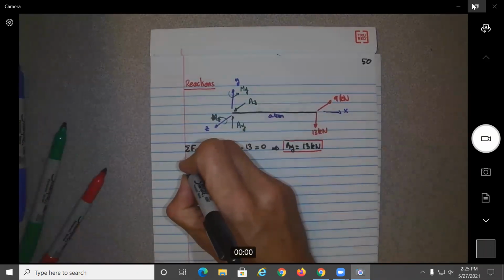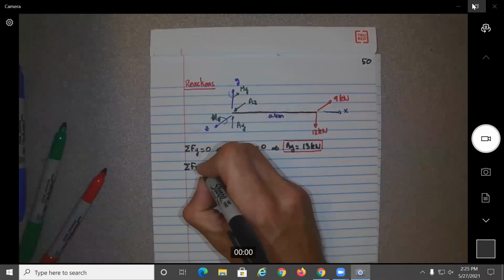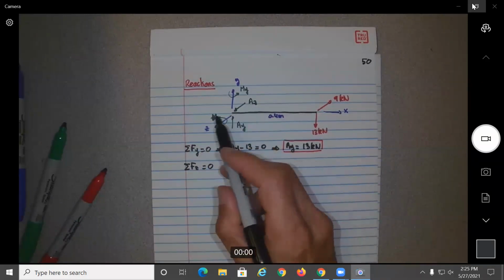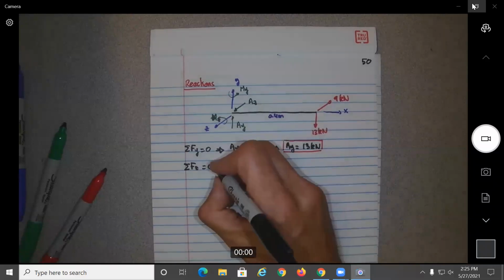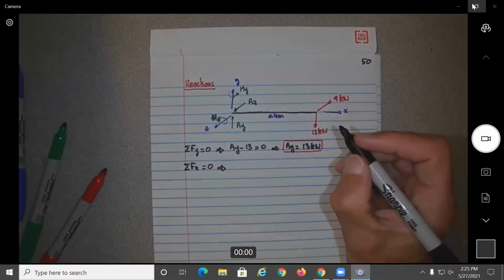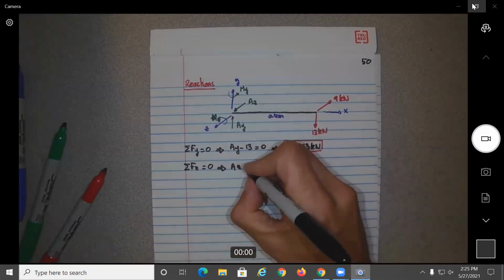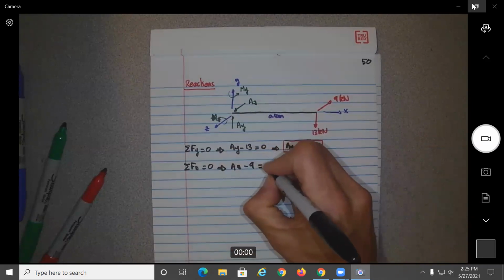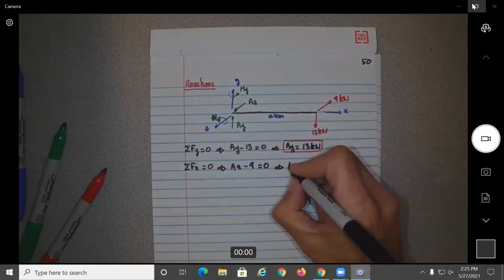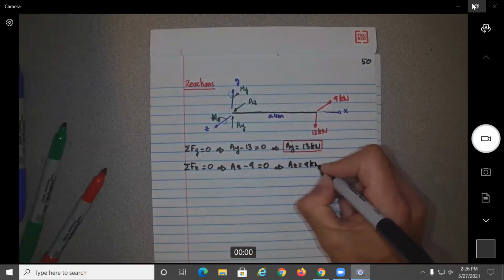We do then the summation of forces on the Z. You see that I'm not doing Fx because it will be 0. I don't want to add too many things. So this will give you AZ minus 9 equal to 0, meaning that AZ will be equal to 9 kilonewtons.